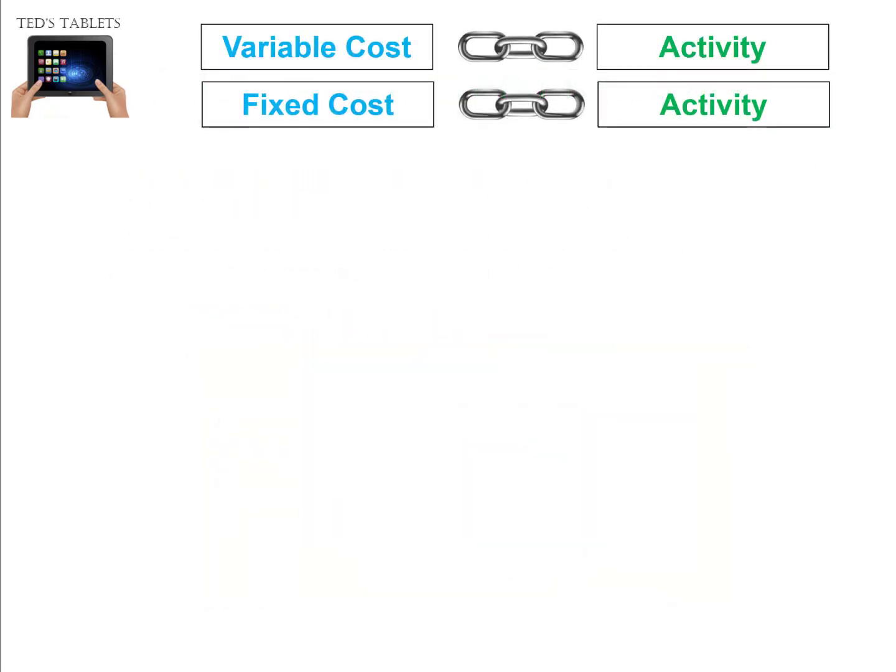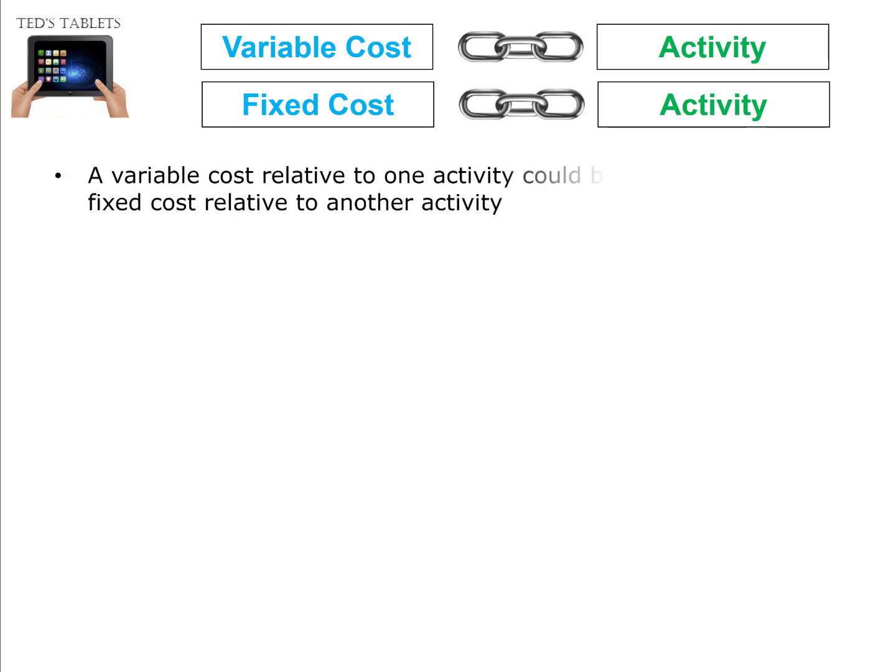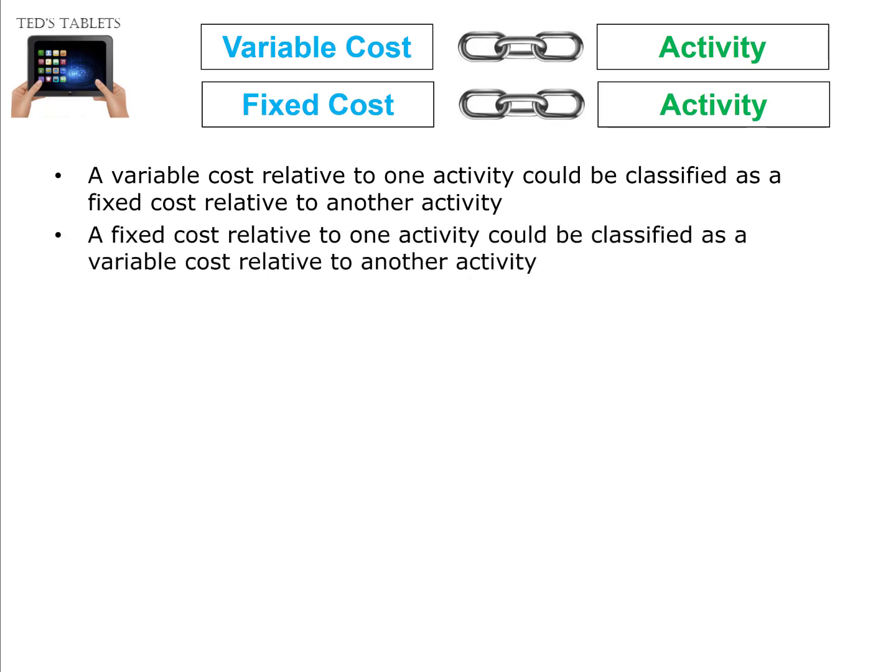We also need to remember that costs are classified as either variable or fixed based on a certain activity. For example, a variable cost relative to one activity could actually be classified as a fixed cost relative to another activity. Or a fixed cost relative to one activity could be classified as a variable cost relative to another activity. What does all this mean? Well, let's do an example.